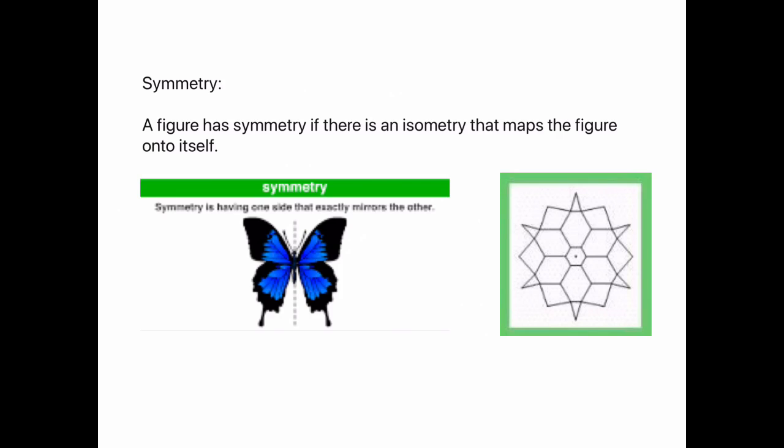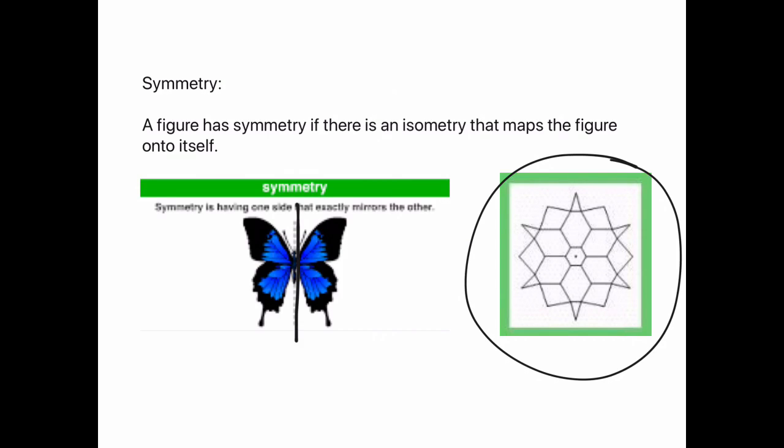A figure in geometry has symmetry if there is an isometry that maps the figure onto itself. So remember that our isometries are translations, which are slides, reflections, which are flips, mirror images of themselves, or rotations, which are turns. So this butterfly here has reflectional symmetry because one side exactly mirrors the other. And this image over here has rotational symmetry because if you rotate it about an axis, it ends up mapping itself back onto each other.